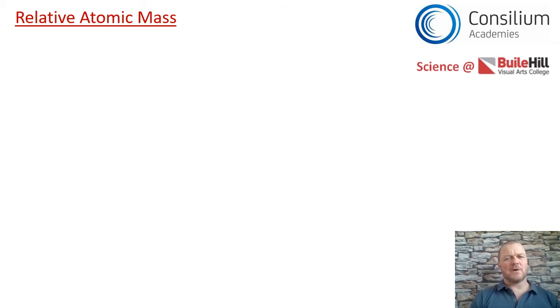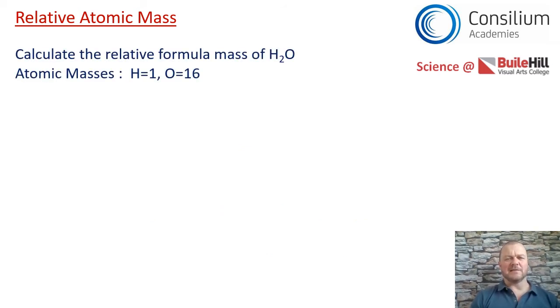So let's have a look at the question as it would appear on the GCSE exam. The question says, calculate the relative formula mass of H2O. And underneath that, it would always tell you the atomic masses of the elements involved. So on this occasion, H equals 1, O equals 16.